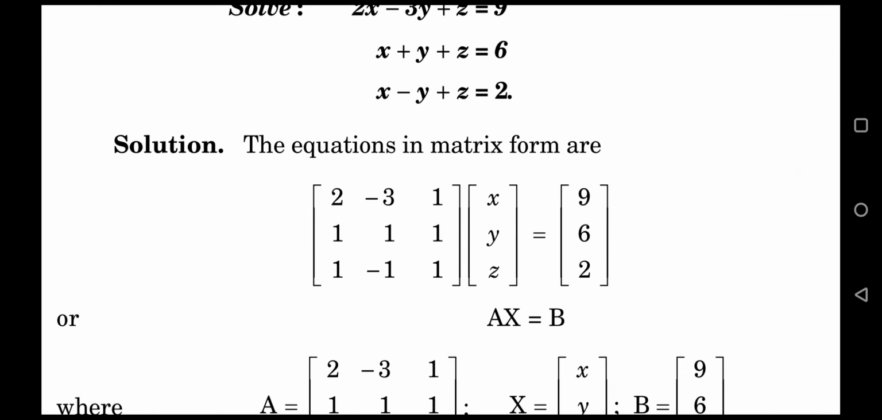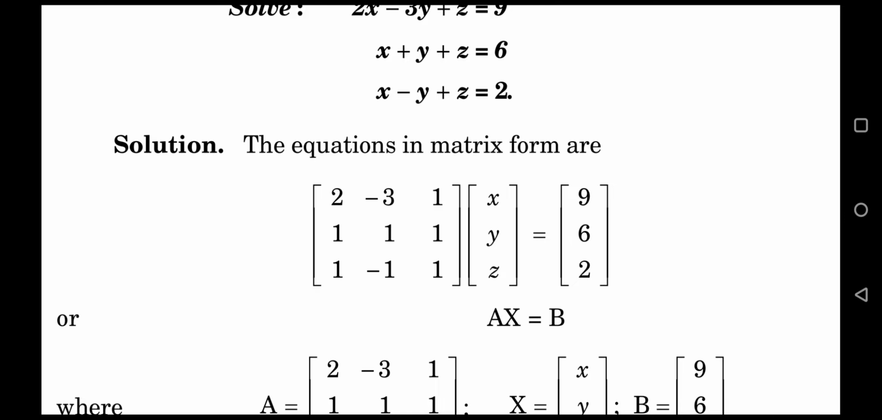which implies this system of equations can be written in matrix form. In matrix form, Ax equal to b, where A is equal to a matrix of order 3 by 3.